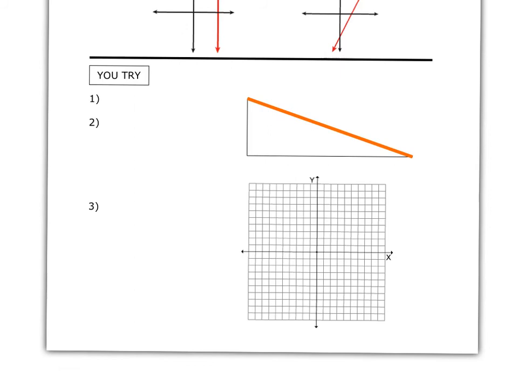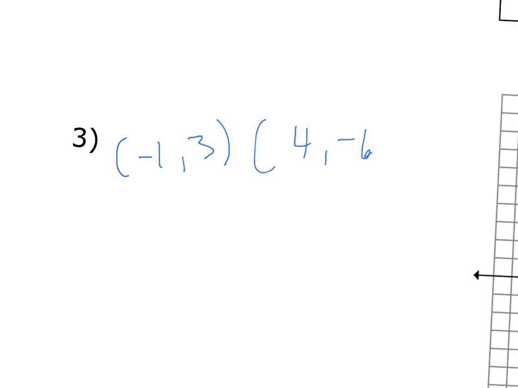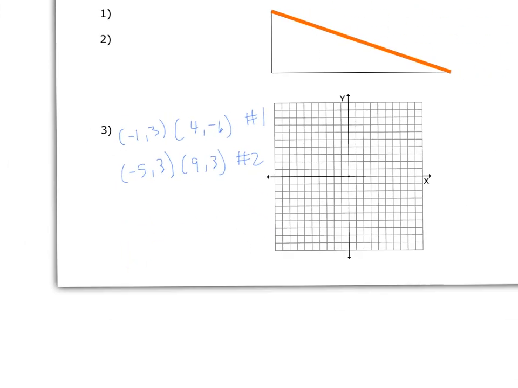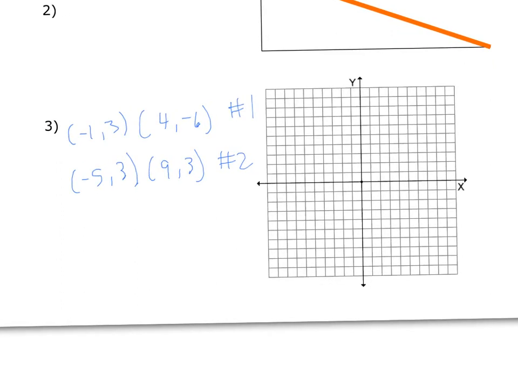Okay, so let's go ahead and give 2 problems a try real quick. I want you to go ahead and find the slope using this graph. I want you to find the slope between the points -1, 3 and 4, -6. That's the first problem. And I want you to find the slope between -5, 3 and 9, 3. And I want you to label the first one line number 1 and line number 2. Okay, so go ahead and find the slope of those two and graph them on your graph right here and tell me the slope of each.